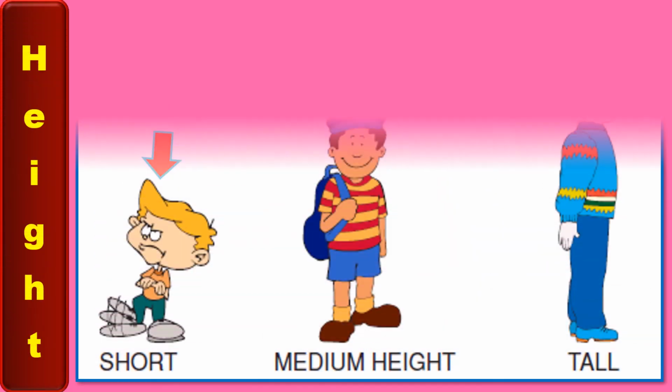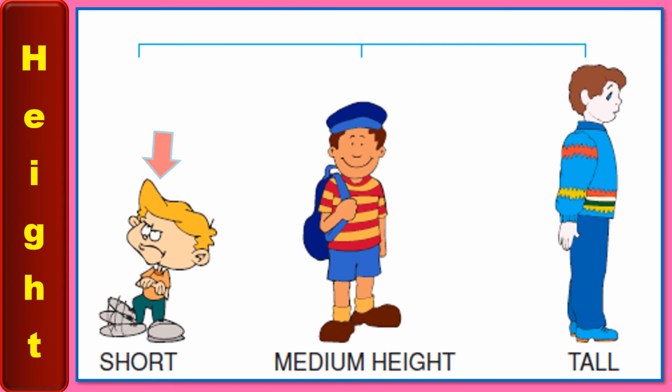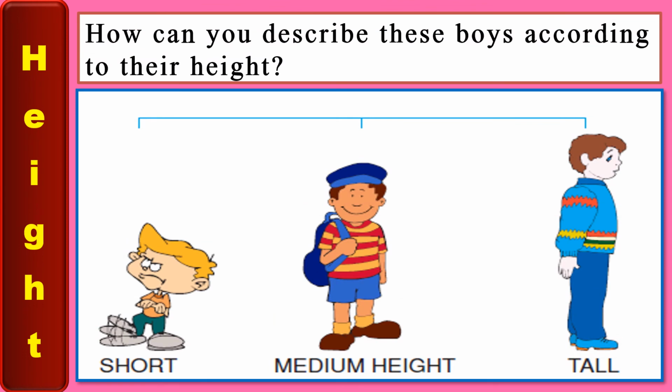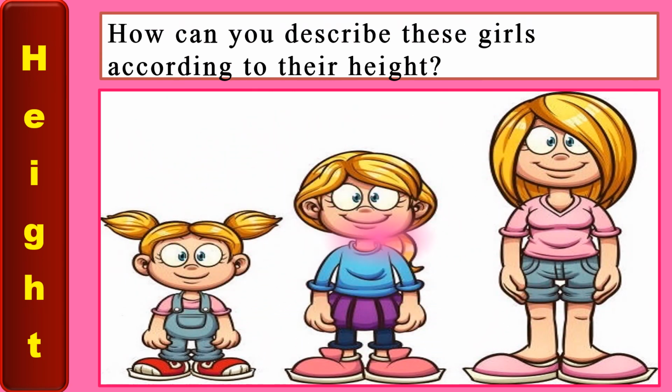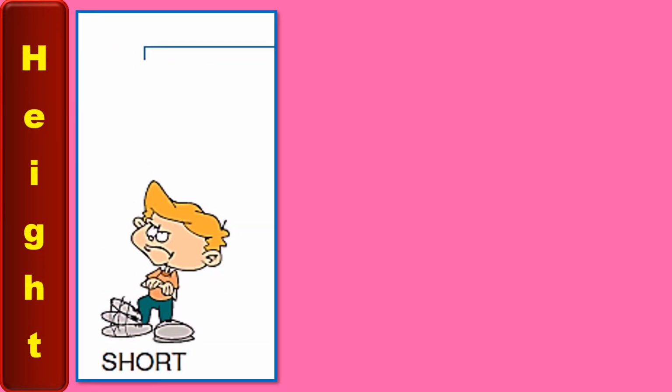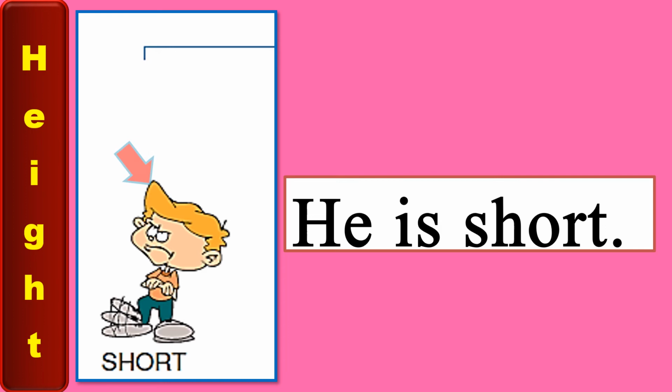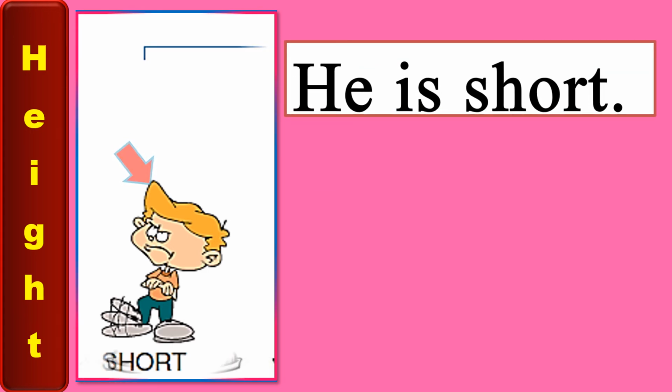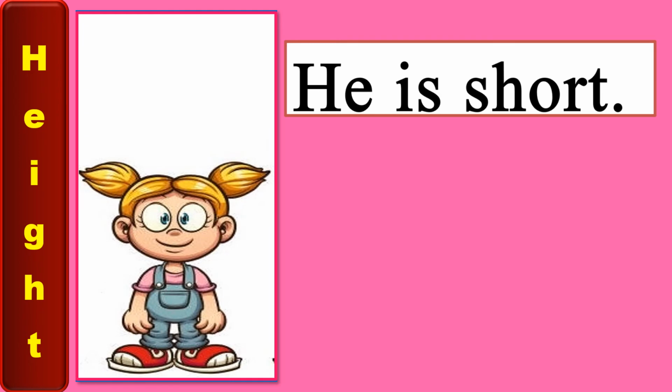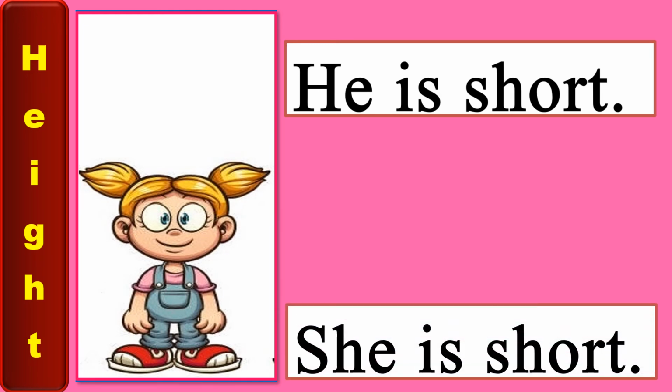Okay, next will be the height. So height is very easy. You can say short, medium, and tall. So how can you describe these boys according to their height? How about these girls? How can you describe these girls according to their height? So you have an example here. So this is a boy. We can say that he is short. How about the girl? We can say that she is short.